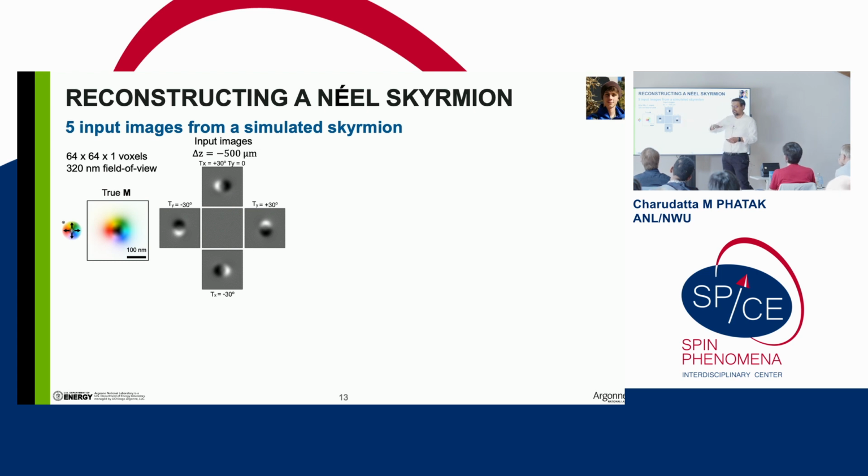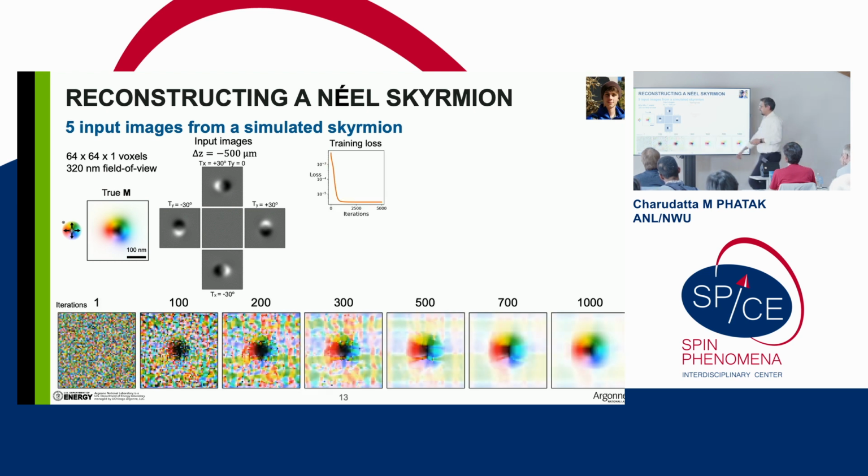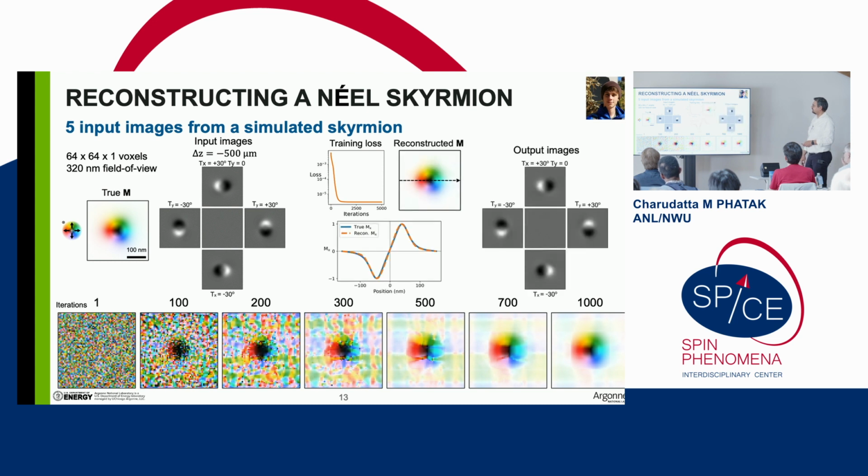So the 0 tilt image, 2 images at plus and minus x tilt, and 2 images at plus and minus y tilt. And then we run the iterative solver. We start with an initial random magnetization guess, and let the solver run until the losses are no longer changing. By the end, we get what looks like the magnetization that we had initially started with. The final reconstructed magnetization matches beautifully with what we had started with from MuMax. And these are just, for comparison's sake, the images.